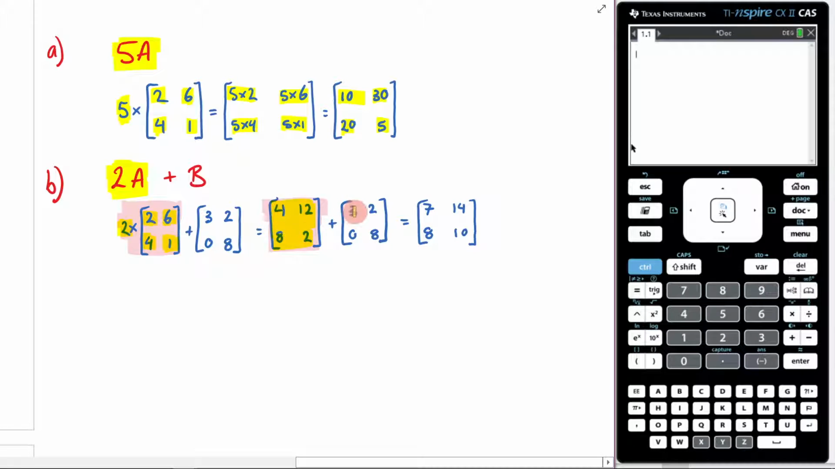And then I'm going to go 4 plus 3 is 7. 12 plus 2 is 14. 8 plus 0 is 8. 2 plus 8 is 10. I first did the multiplication, then I did the addition following BIDMAS. So you don't have to write this down, but it's very important that you understand how this works.